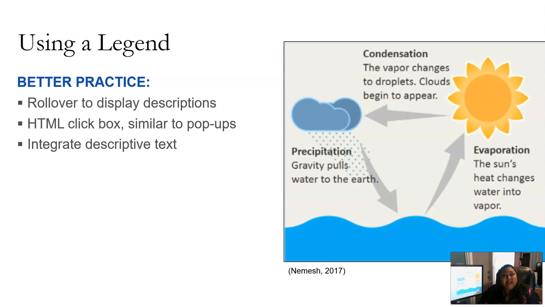A better practice would be to roll over to display descriptions. And I know recently we lost Flash, but it is possible to do it in HTML as well with click boxes. So you can have those descriptions pop up, or just integrate that descriptive text onto the screen. Look at this. In one glance, you can see exactly what this process is.